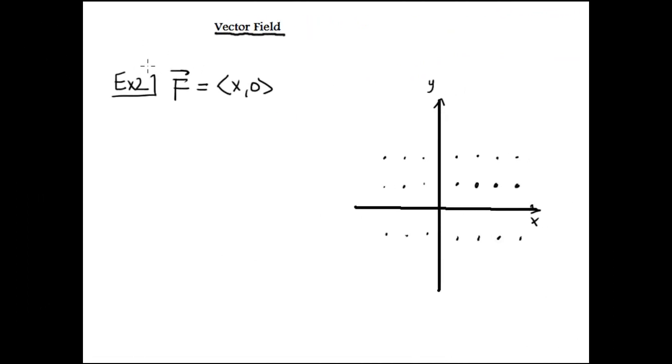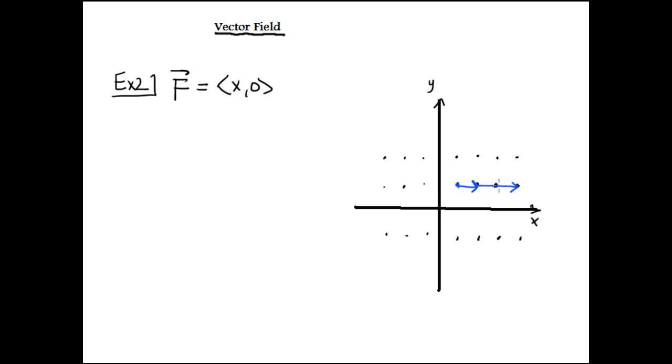Okay, in this second example, the vector function is x comma 0. So 0 is constant, but x is not constant. Suppose this point, 1 comma 1. The vector field at this point is 1 comma 0 because x is equal to 1. And at this point, x is 2, so it's 2 comma 0. Then the amplitude is 2.